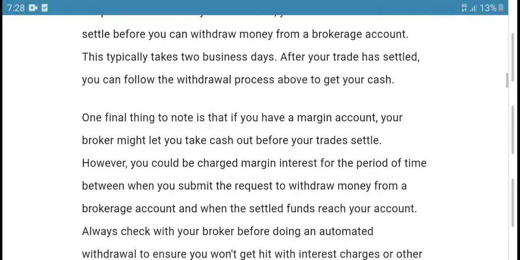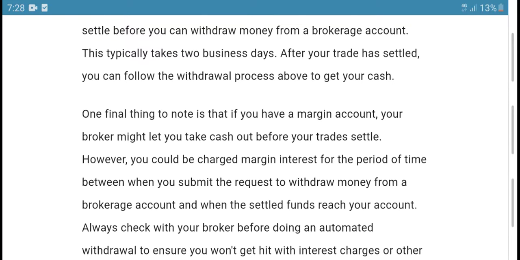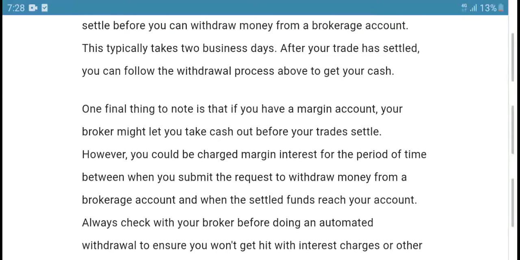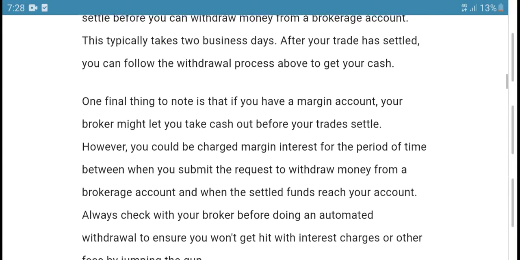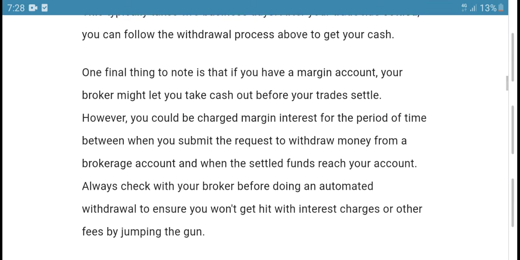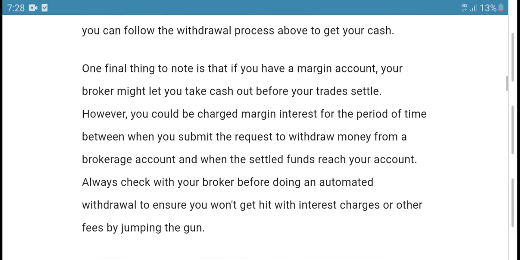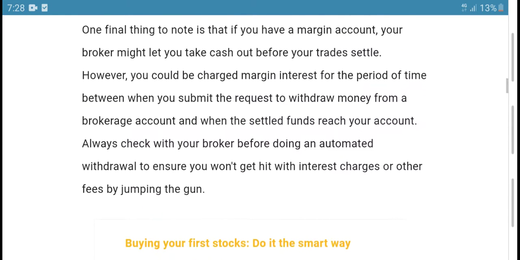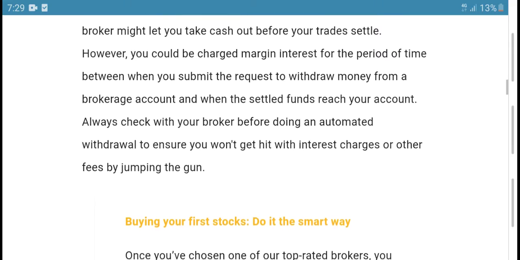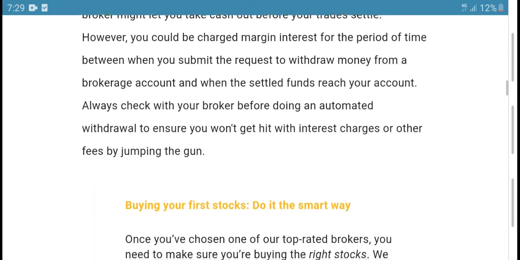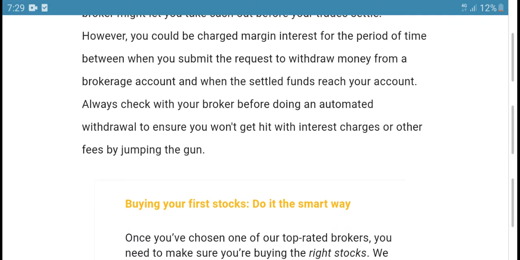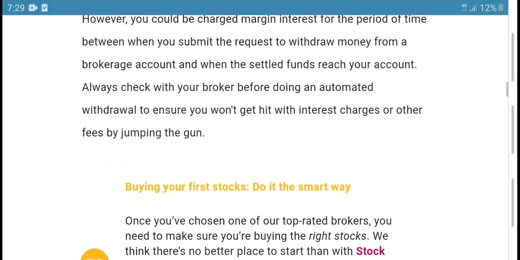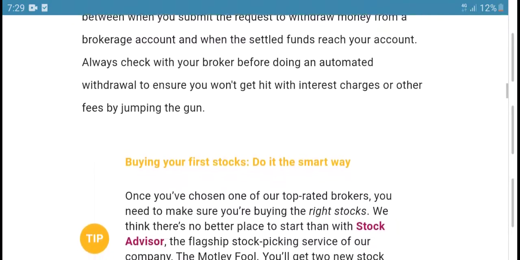Some brokers let you take cash out before trades settle. Be aware of the processing time between when you submit a request to withdraw money from your broker account and when the funds reach your account. Always check with your broker before making a withdrawal, so you don't get charged fees by jumping the gun.